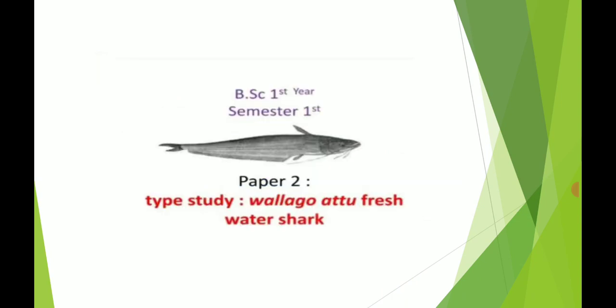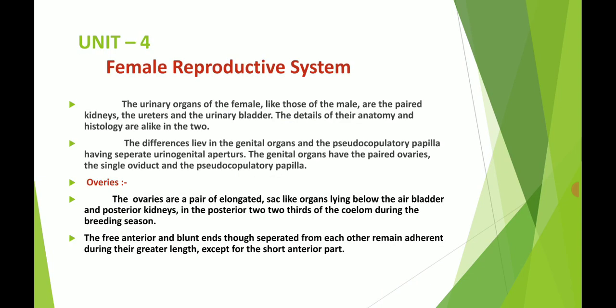Today we are going to start the theory paper second. The name of the paper is Type Study of Wallago attu. It is commonly called a freshwater shark. Today we will see unit number 4.